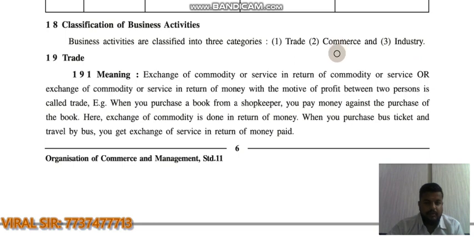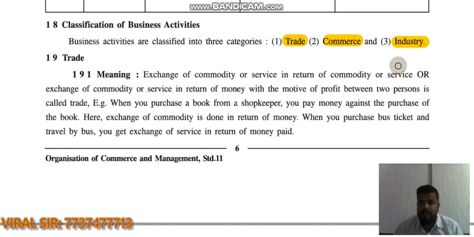Talking about the classification of business activity, business activities are classified into three categories: trade, commerce, and industry. Three activities: trade, commerce, and industry. Till now, many of you would consider trade, commerce, and industry to be one of a kind.